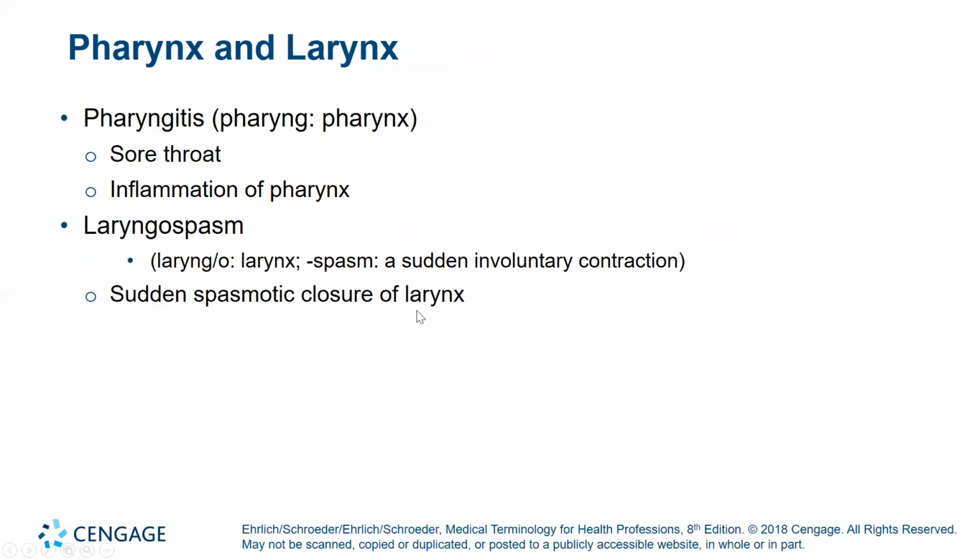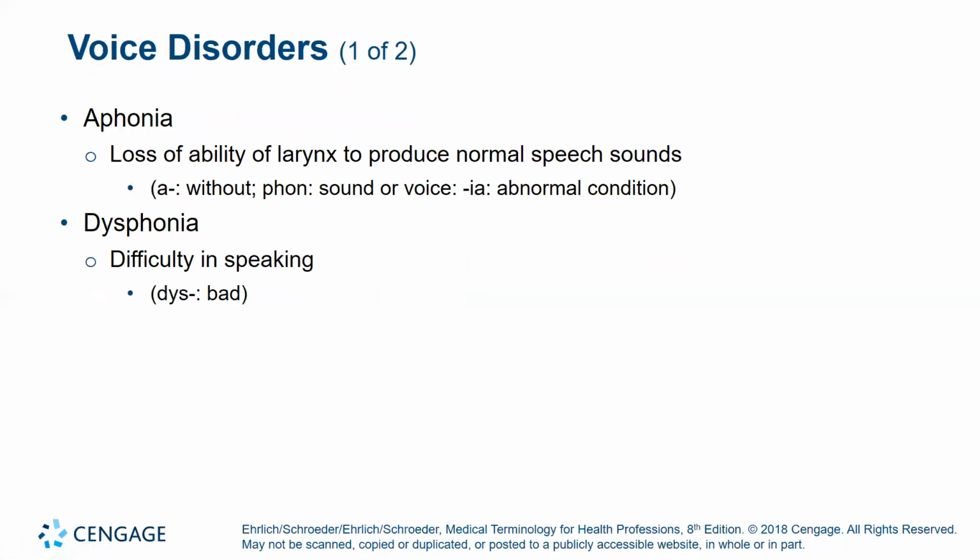We have pharyngitis, just a sore throat. Looking at the term, itis just means inflammation, used for inflammation of the pharynx. We have laryngospasm, sudden spasmodic closure of the larynx. Aphonia, this is loss of ability of the larynx to produce normal speech sounds. Looking at the term, A is without, phone is sound or voice, IA is abnormal condition. Then we have dysphonia. Dys is bad, so it's difficulty in speaking.